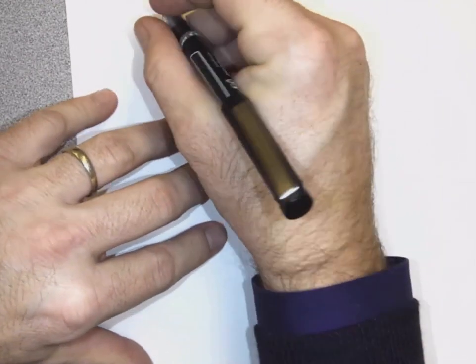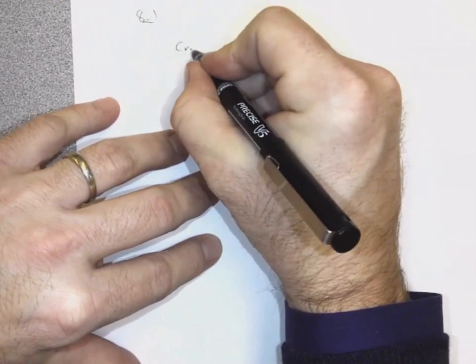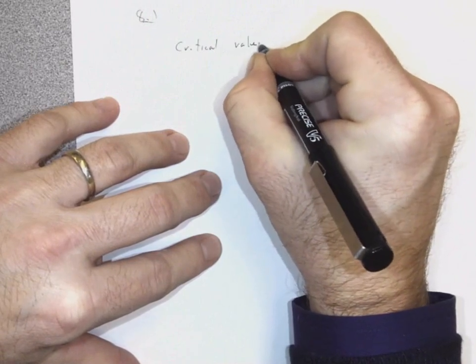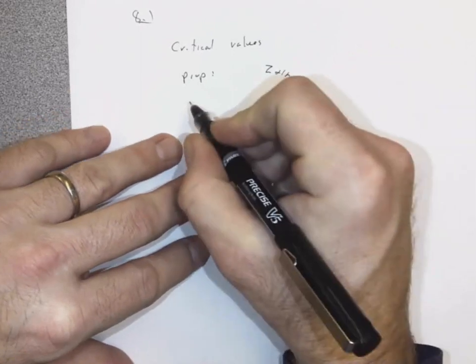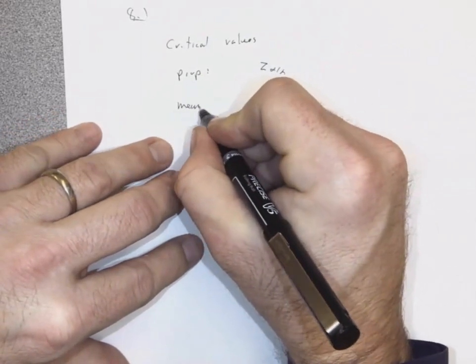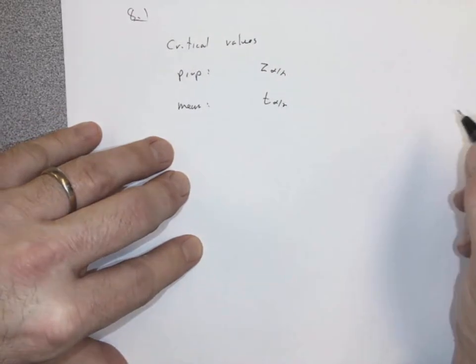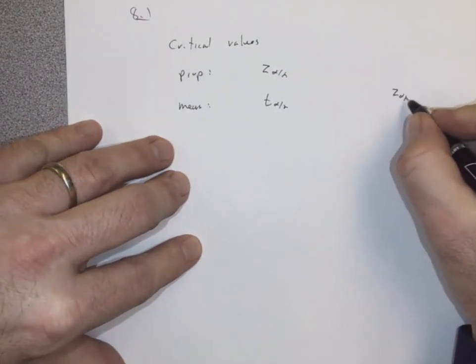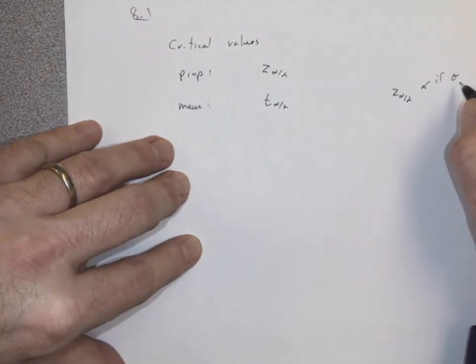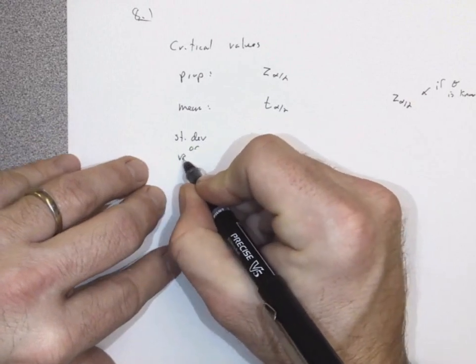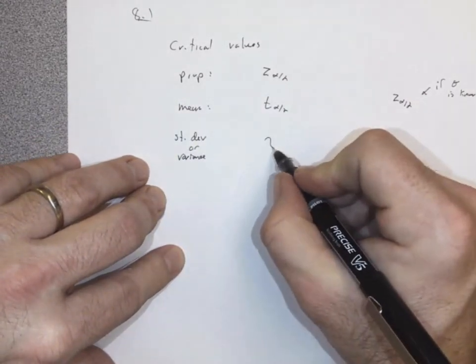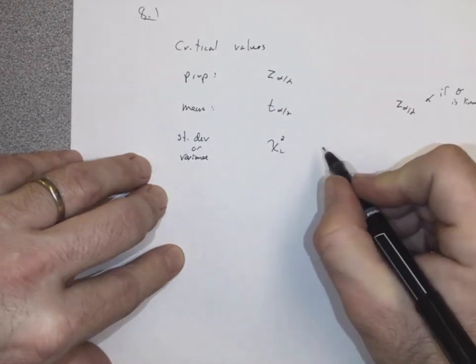So this is the gist of it, your critical values again. So 8.1, our critical values for proportion are going to be your z alpha over 2. For your mean, it's going to be t alpha over 2 mostly, but sometimes it'll be z alpha over 2, and this is only if sigma is known. But more often than not, we're using t. And then for your standard deviation or your variance, we use a chi-squared left and a chi-squared right.